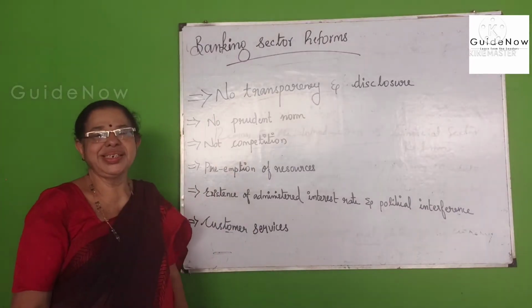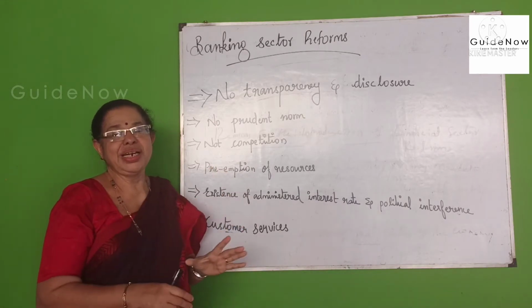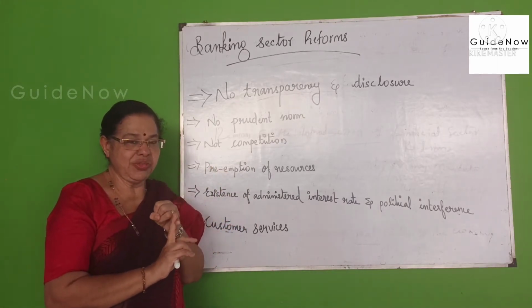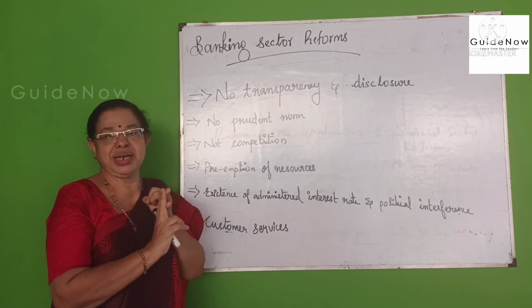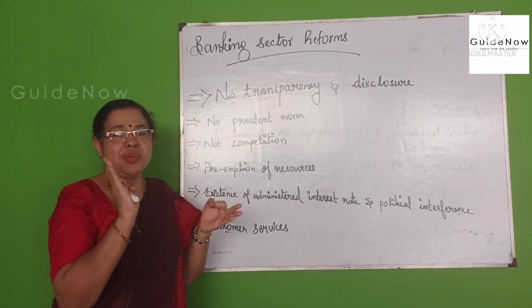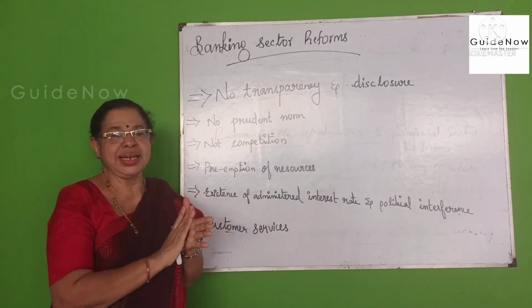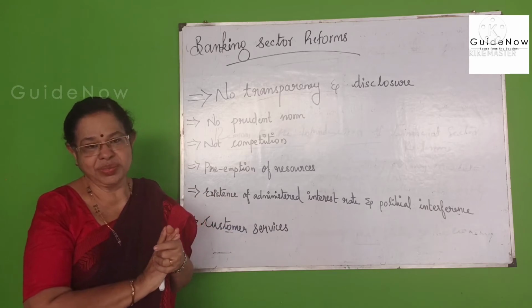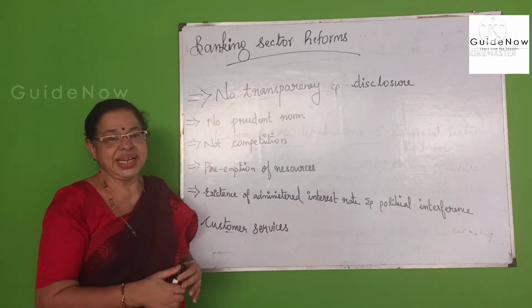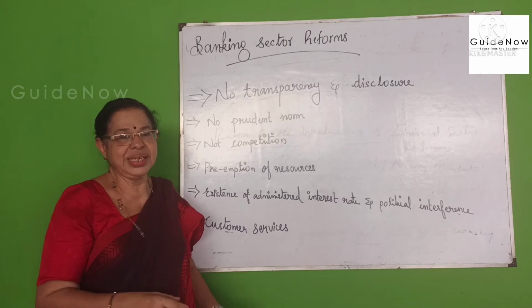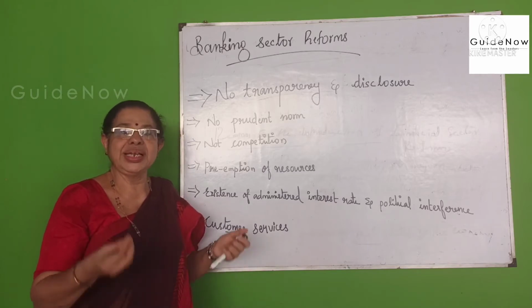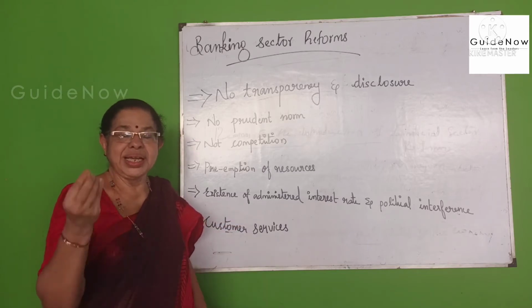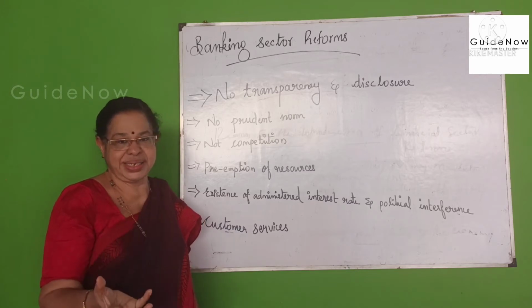Then financial sector reforms included reforms like banking sector reforms, government security market reforms, money market reforms, capital market reforms, and the insurance sector reforms. Among these, first is the banking sector reforms. Banking sector reforms show which important reforms are included in the banking sector.